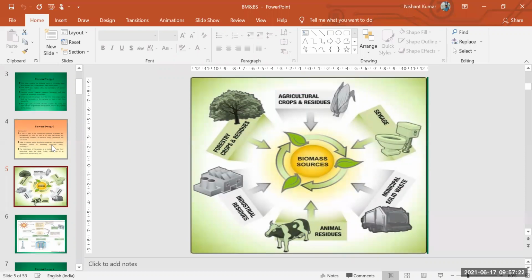From any particular point you could start, and you could see this is a complete cycle of your biomass resources, which includes everything: forestry, crops residue, agriculture, sewage, municipal waste, animal residue, industrial residue. For industrial residues and municipal solid waste, we tag them as waste, not residue. These others are residue because a few parts are useful and the rest are the byproduct.